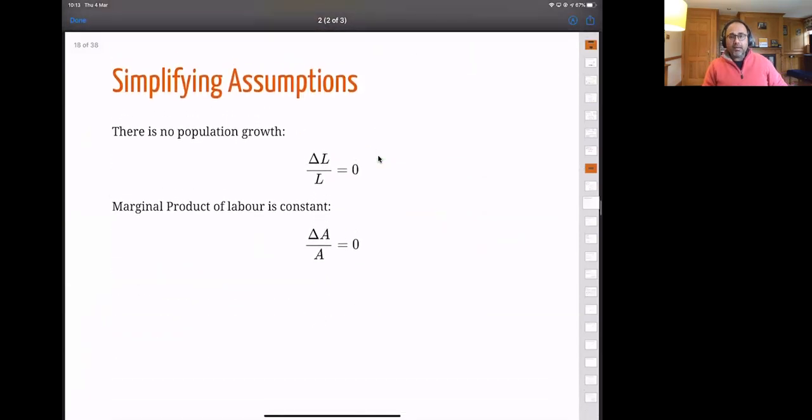So let's start by making a simplifying assumption, that there's no population growth and there's no change in A. So there's no change in productivity of workers. Workers have the same set of ideas today as they have tomorrow. So what we want to do is isolate the addition of capital stock, right? What impact does the addition of capital stock have? We want to isolate that, okay?